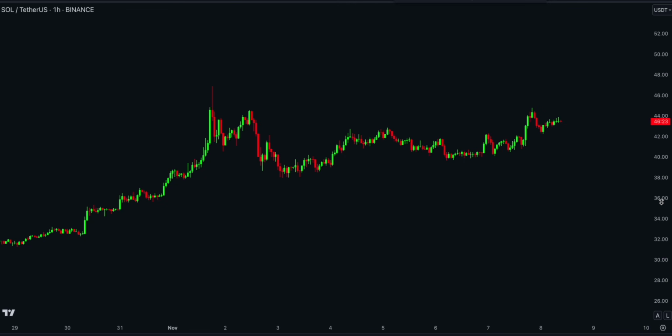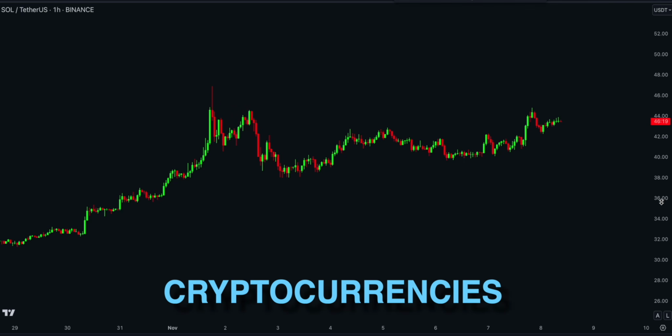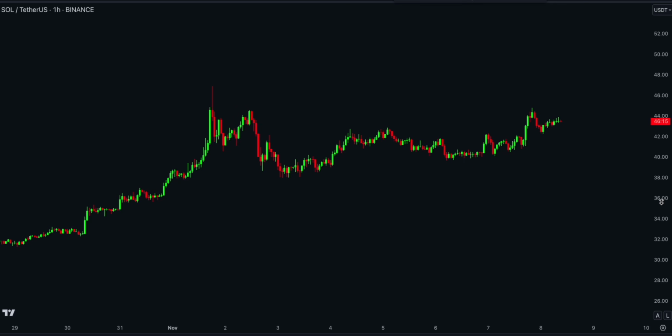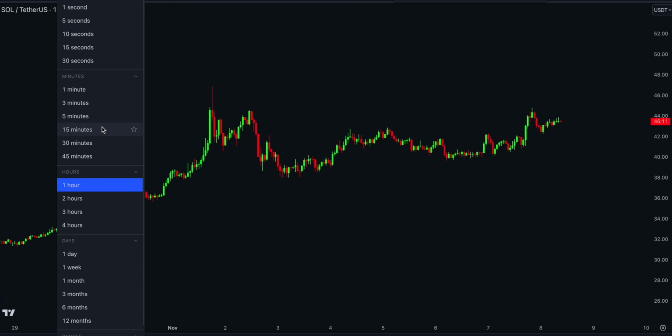It's worth mentioning that this technical analysis tool can be used for trading cryptocurrencies, stocks, futures, and Forex pairs. The most optimal time frames for this indicator are 15 minutes, 1 hour, and 4 hours.